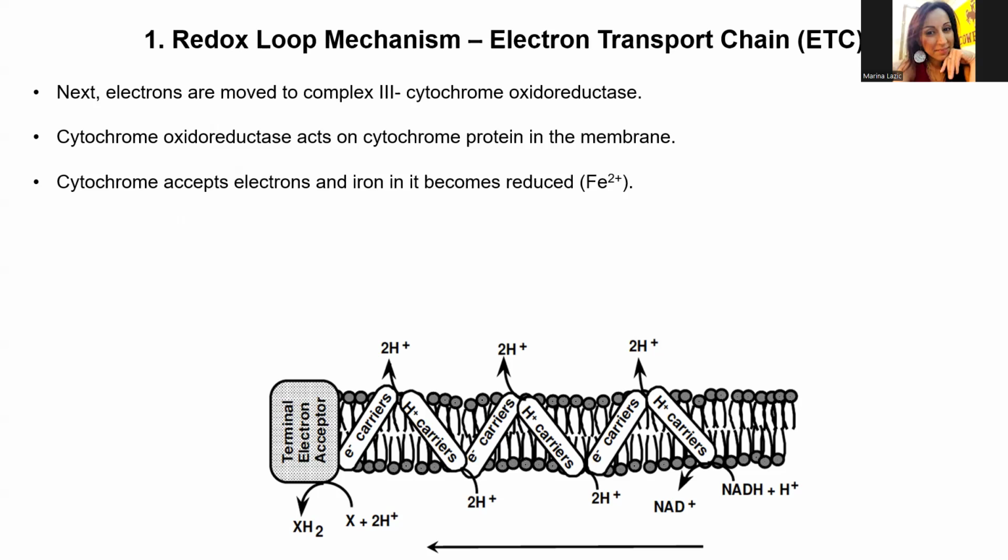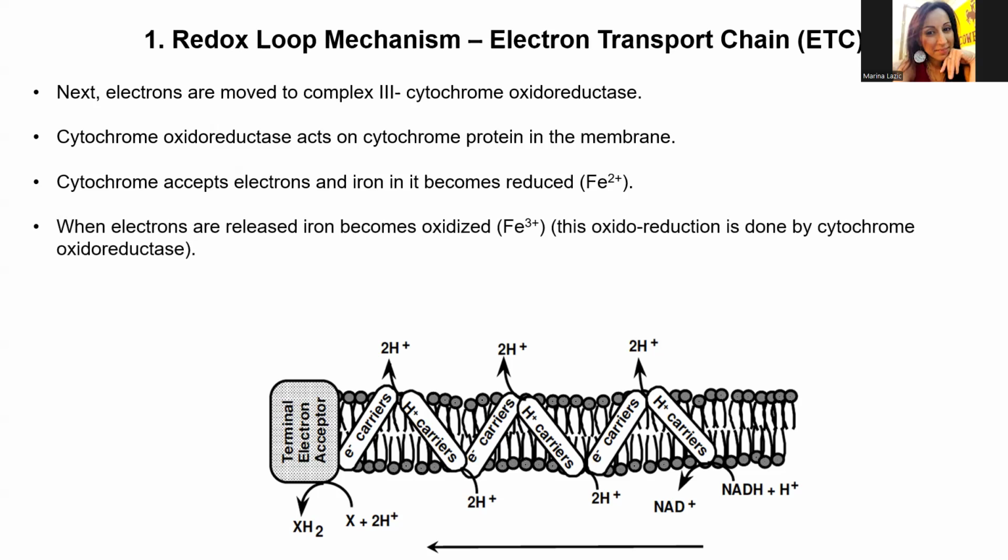Now it's reduced, and this is very rapid. When electrons get released from this iron in cytochromes, the iron again becomes 3+, and this is oxidoreduction. So everything in cytochrome is done by cytochrome oxidoreductase, and it's happening on iron. It's an oxidoreduction from 3+ to 2+, and then from 2+ again to 3+. Those electrons have to go somewhere else. Complex 3, same as complex 1, also pumps protons across the membrane. And this is the end of the redox loop mechanisms.